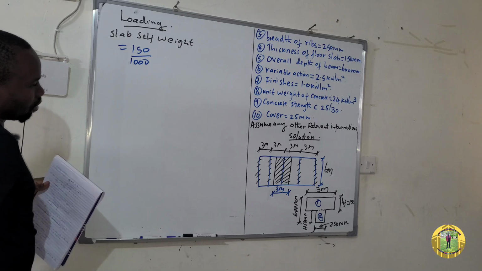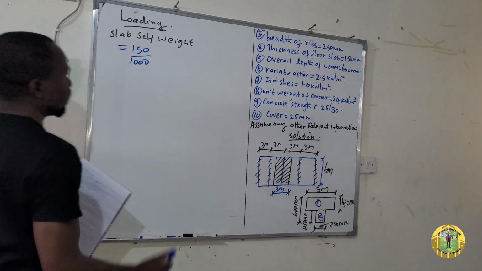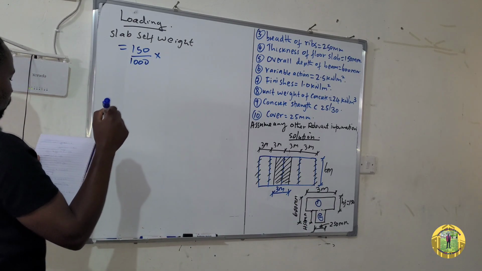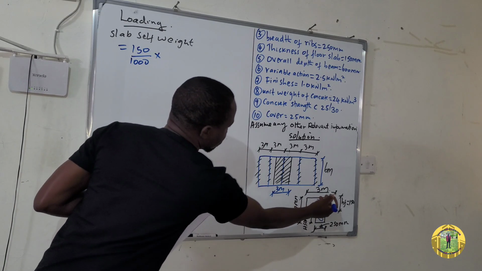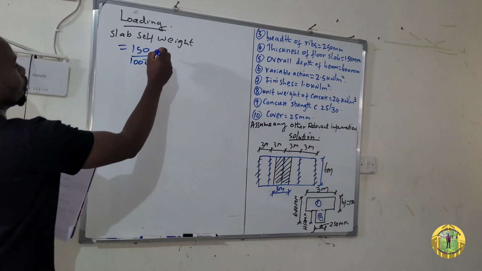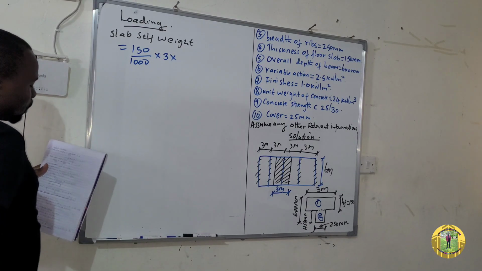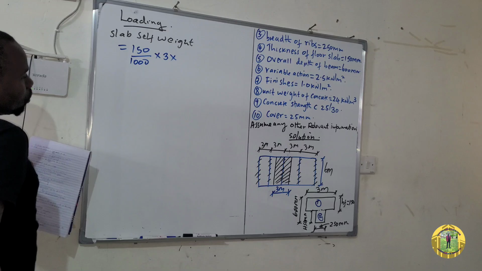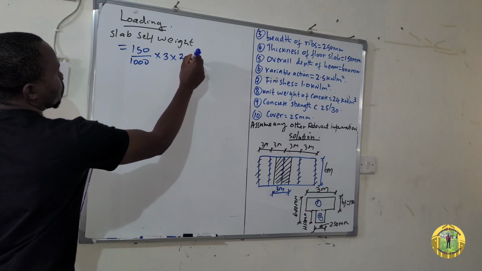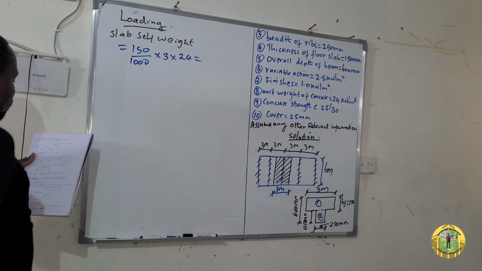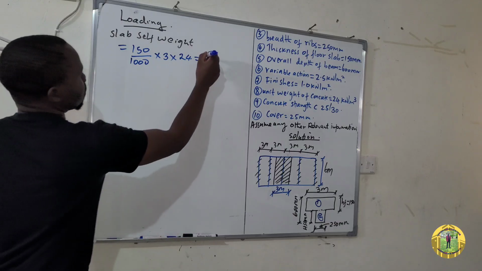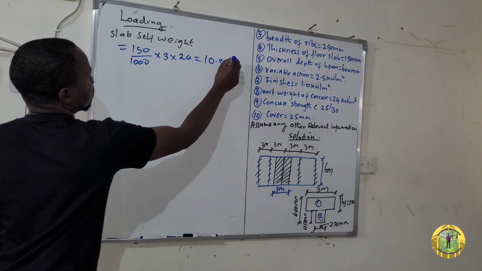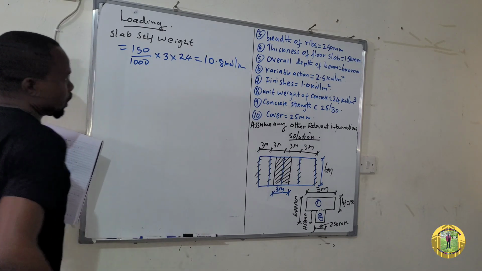So that is the HF, which is 150. Then times what we call the length of this slab, which is 3 meters from here to here. This is 3. Then times the unit weight of concrete. You are given that in the question, which is 24. So if you carry out the operation, you will get 10.8 kilonewton per meter, not kilonewton meter.